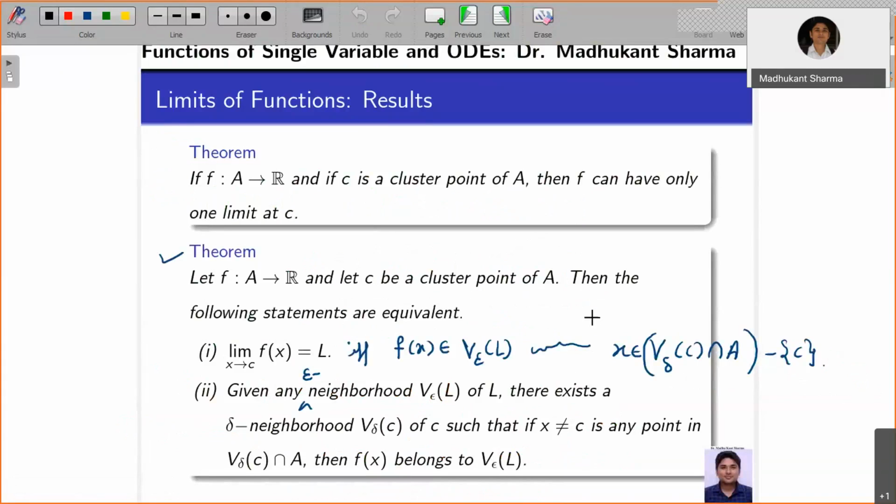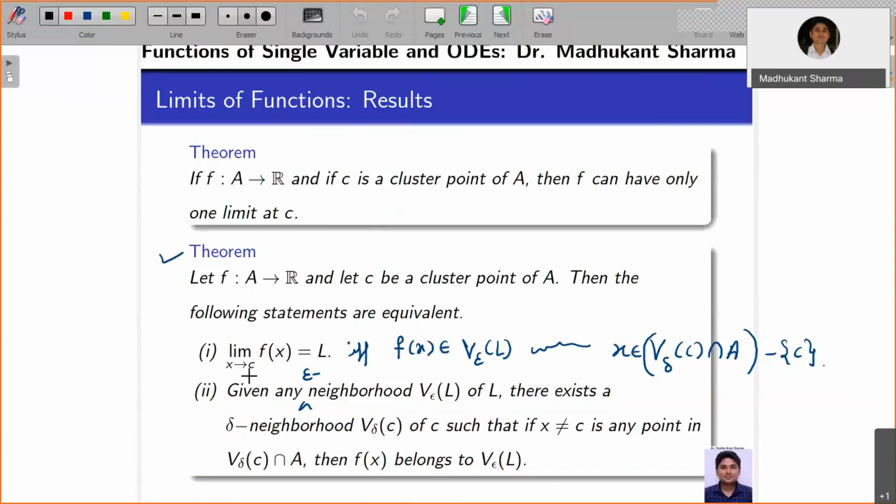Now, the next result is the definition rewriting here. We have already written this in the definition itself. Let f from A to R and let c be a cluster point of A, then the following statements are equivalent. So first implies 2 and 2 implies 1. This is the meaning of equivalent.